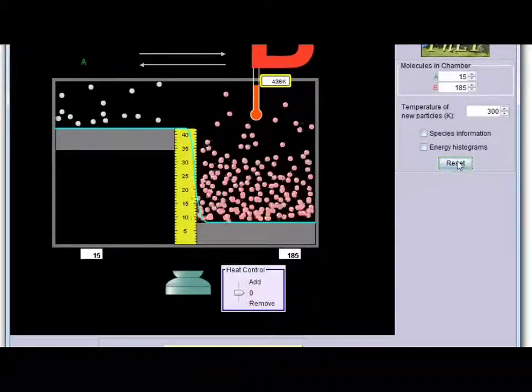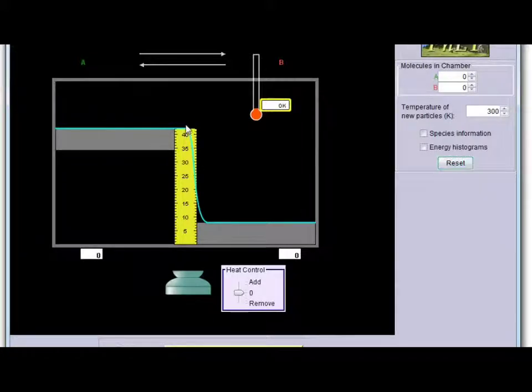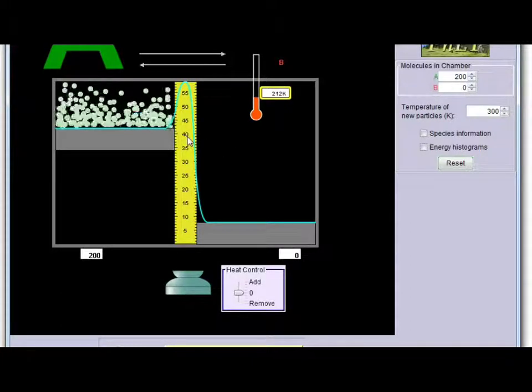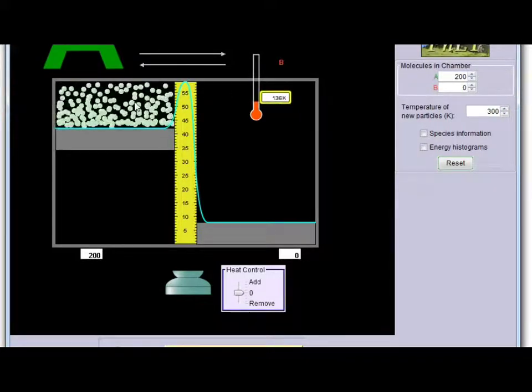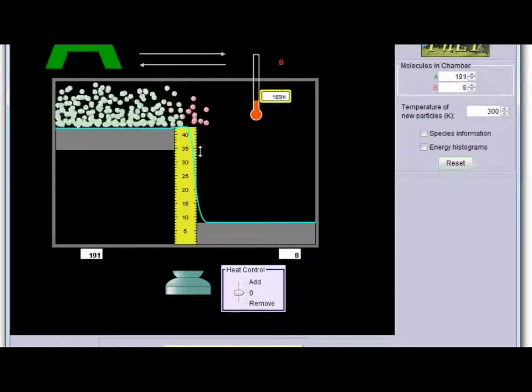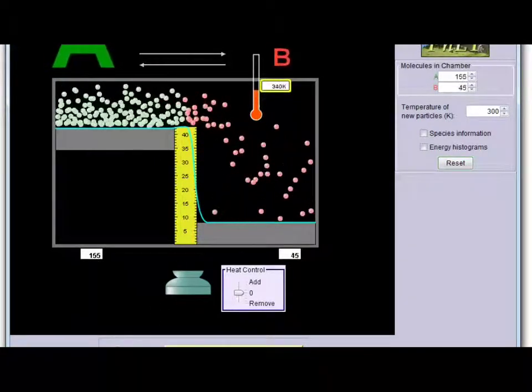So stop, reset. Right, if I have a really high energy barrier and I try to run this, I don't see anything happen. Right, no A's turn to B's. The activation energy is just simply too high. You don't have enough energy to overcome it. So high activation energy, slow reaction. Low activation energy, faster reaction.